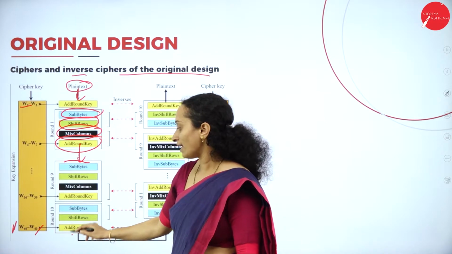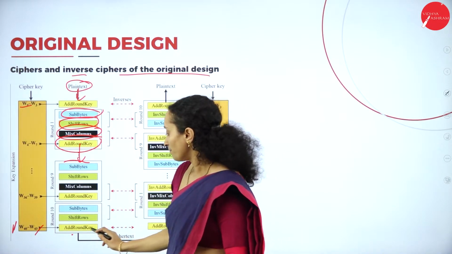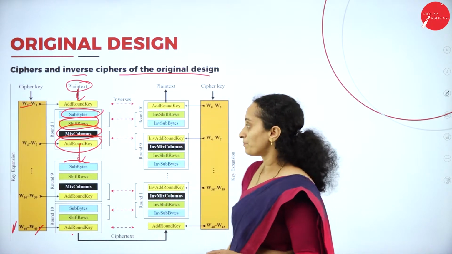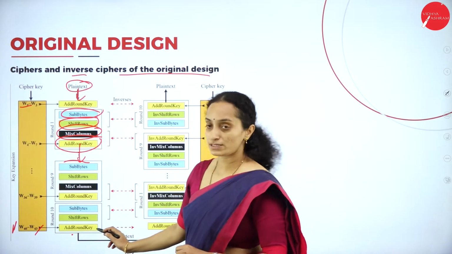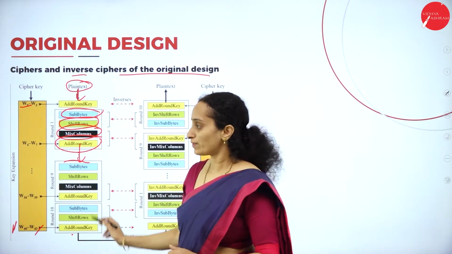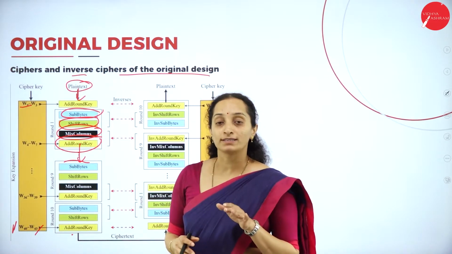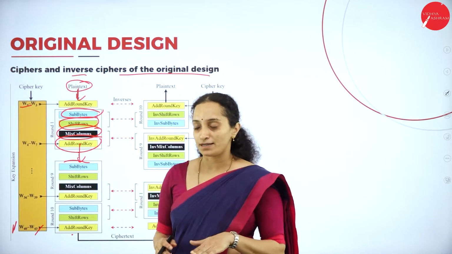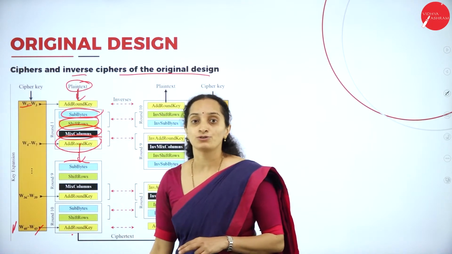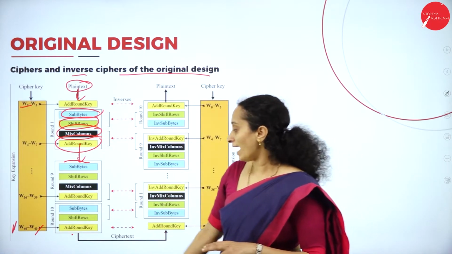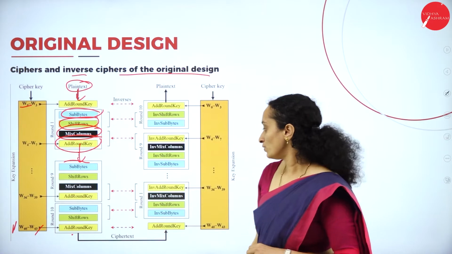Like this, 10 rounds will be finished by adding the last procedure. The last function that we follow is add round key. The key is added at the end of each round, not in the beginning or in the middle. Only at the termination of a round, the add round key is used.